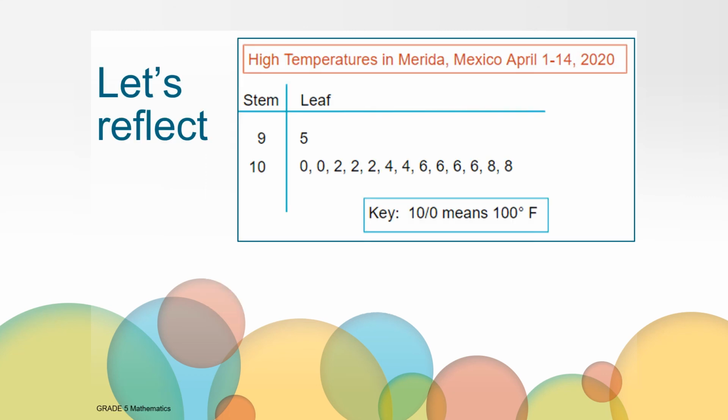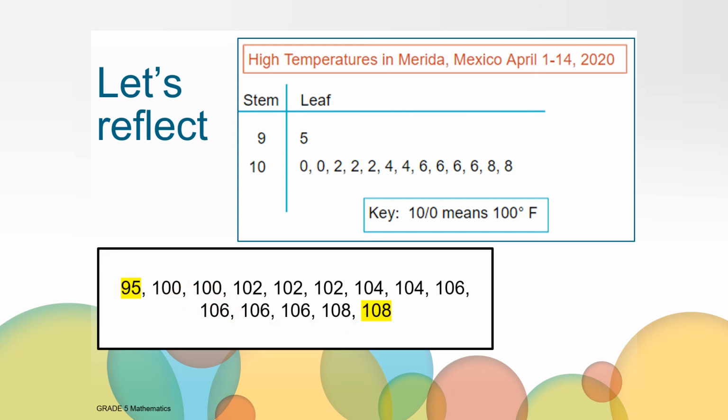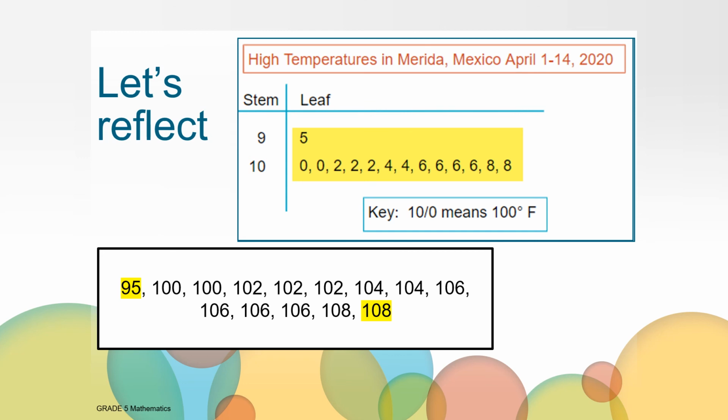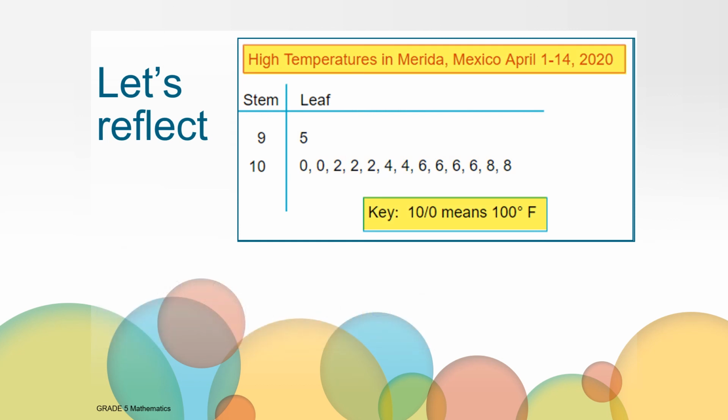Let's reflect. Today we focused on representing data using a stem and leaf plot. We started by putting all of our data in order from least to greatest. Then we determined our stems by looking at the digits in the tens place. It might seem strange to have a 2-digit number in our stem column, but that's what happens when our values are above 2-digit numbers. Then we made sure to account for all the ones place values in our leaf section. Finally, we added our title and key.